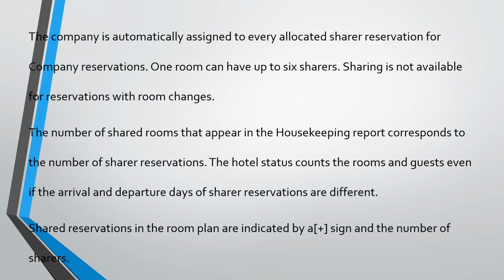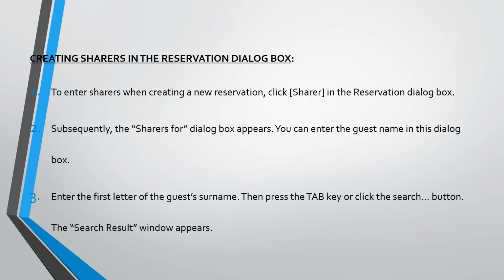The number of shared rooms that appear in the housekeeping report corresponds to the number of sharer reservations. The hotel status counts of rooms and guests, even on the arrival and departure days of sharer reservations, are different. Shared reservations in the room plan are indicated by a plus sign and the number of sharers.